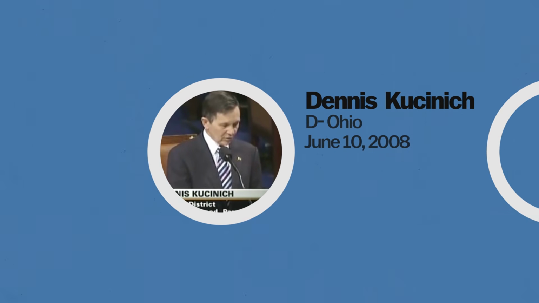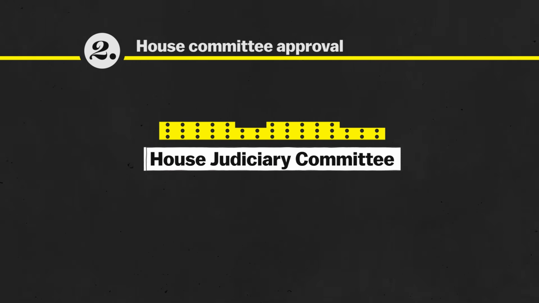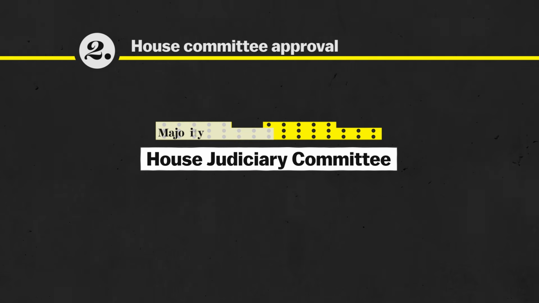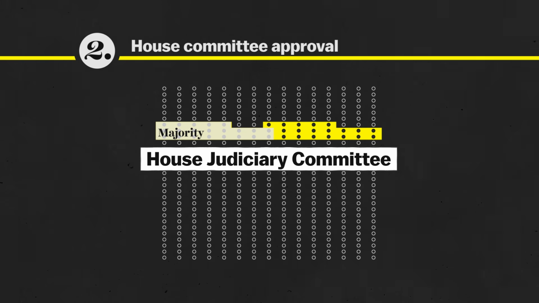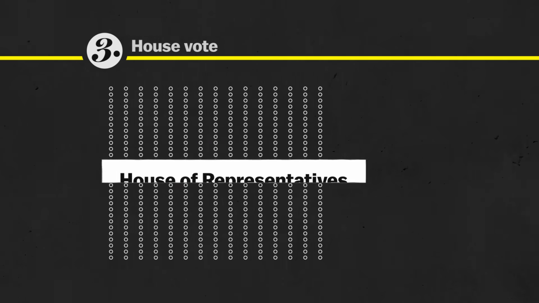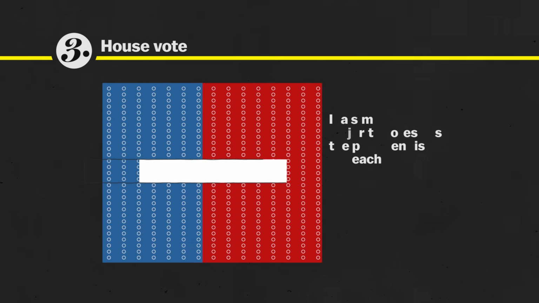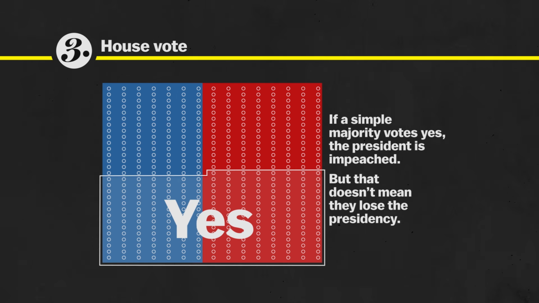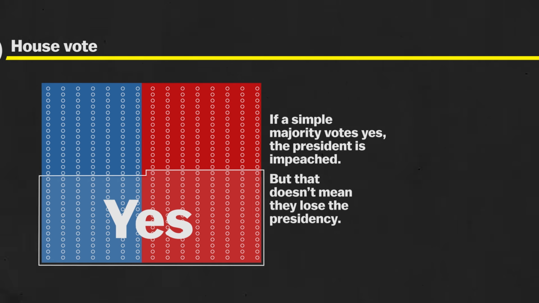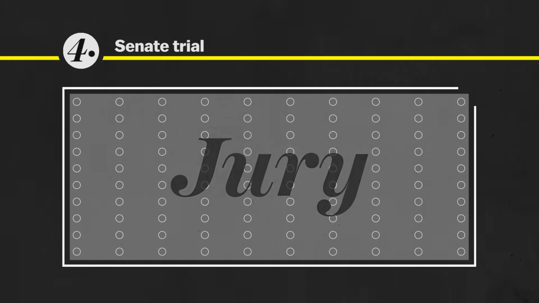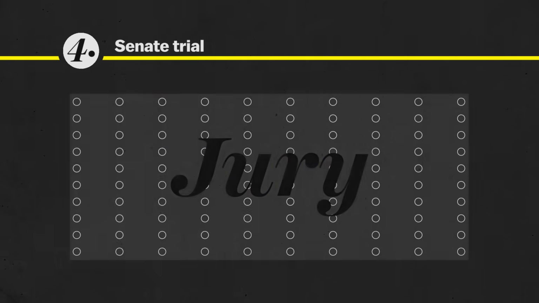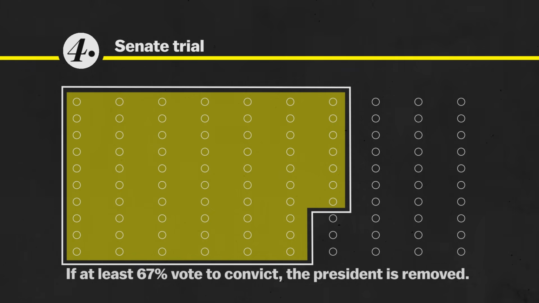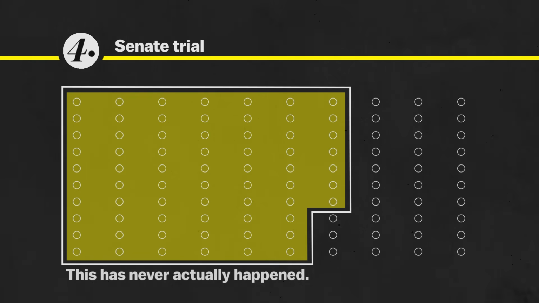But plenty, like this one, go nowhere. That's because impeachment charges have to be approved by a majority of the House Judiciary Committee. Next, the full House of Representatives votes on whether to impeach. If a simple majority votes yes, the president is officially impeached. But that doesn't necessarily mean they lose the presidency. That decision happens in a Senate trial. The senators are basically the jury. They hear evidence from both sides, and if 67 of those senators vote to convict, the president is removed from office. This has never actually happened.